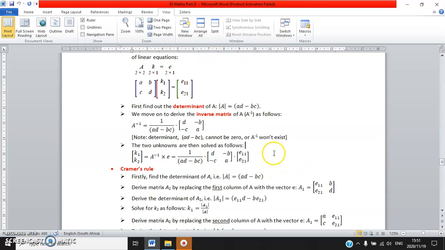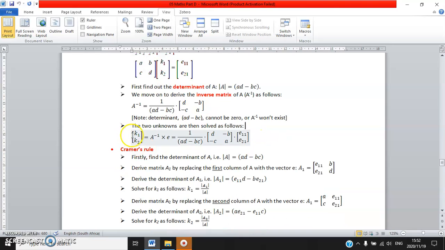Okay, and the reason why we need the inverse of matrix A is because this is how we solve for the unknowns. The unknowns are solved as the inverse of matrix A times the elements in matrix E. So this is how we solve for K1 and K2.